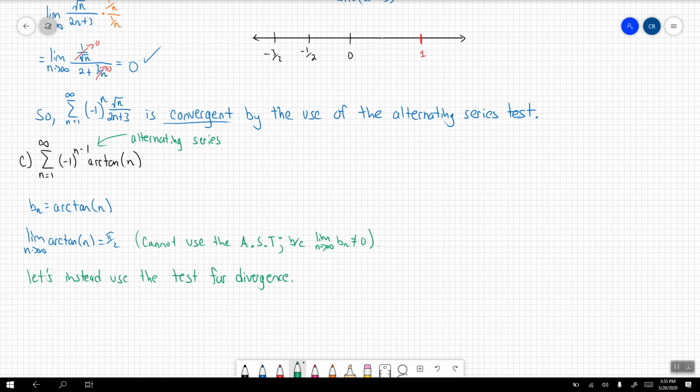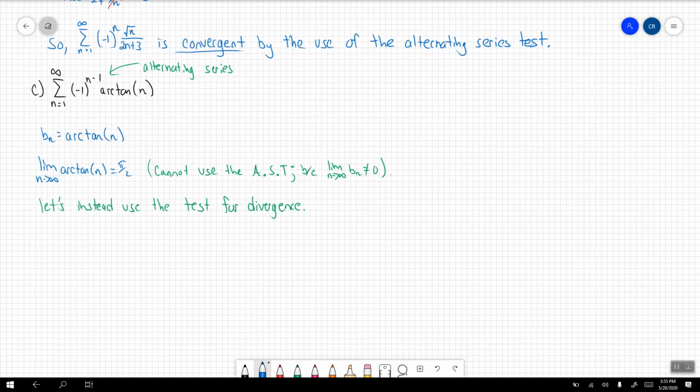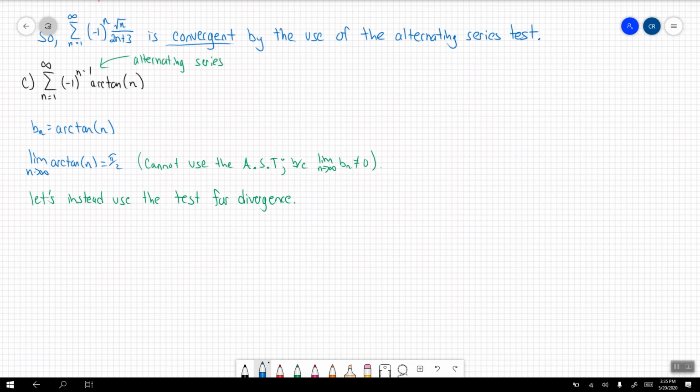For this test, I'm going to assume my explicit function, which I'll call a sub n, is negative 1 to the power of n minus 1 multiplied by arctan of n. Now I'm going to identify this limit: the limit as n tends to infinity of negative 1 to the power of n minus 1 multiplied by arctan of n.